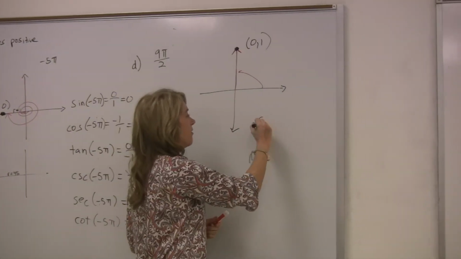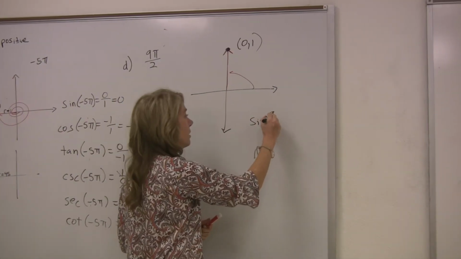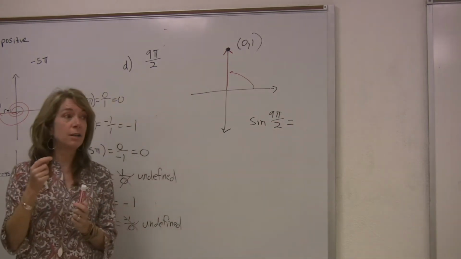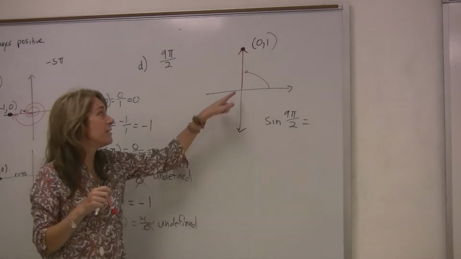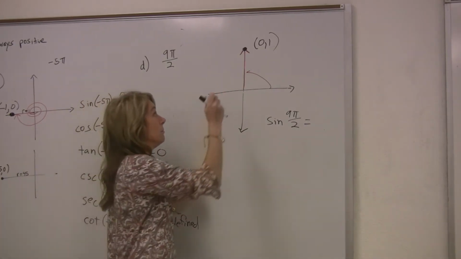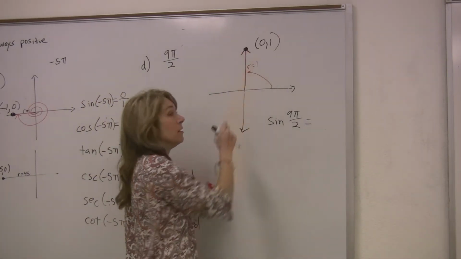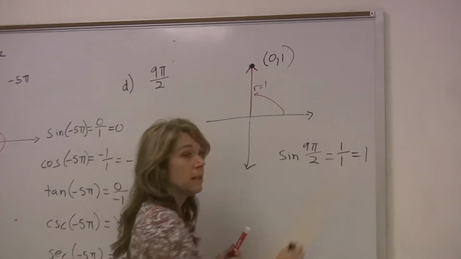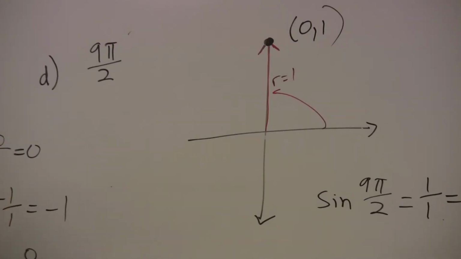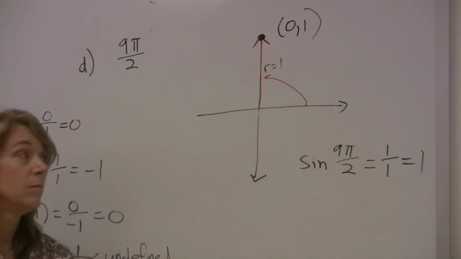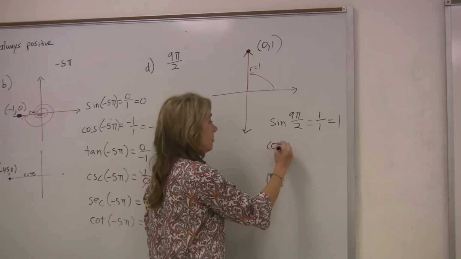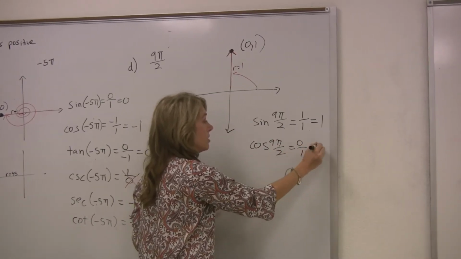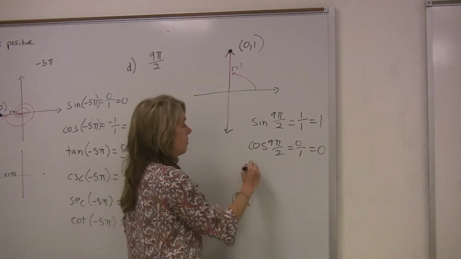So the sine of 9 pi over 2. Oh, what's the r? I didn't mention the r. How far is it from here to here? 1. r equals 1 here. So the sine is 1 over 1. That's 1. What's the cosine? 0 over 1, which is 0.